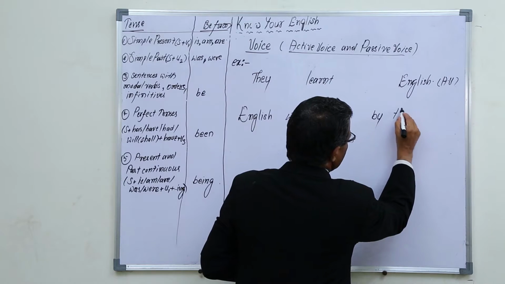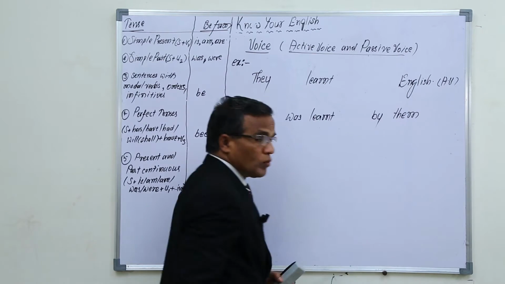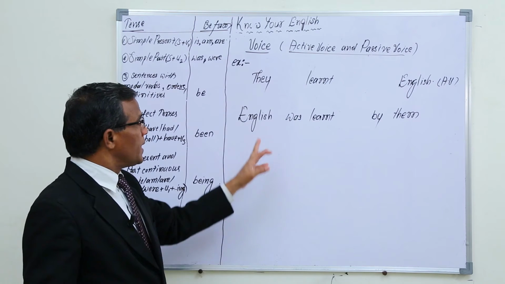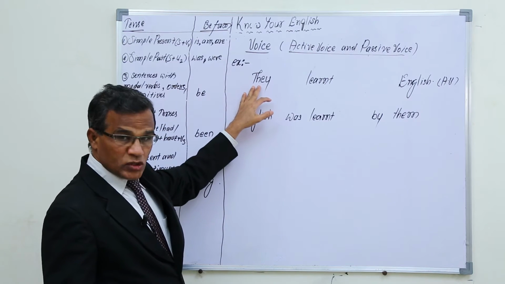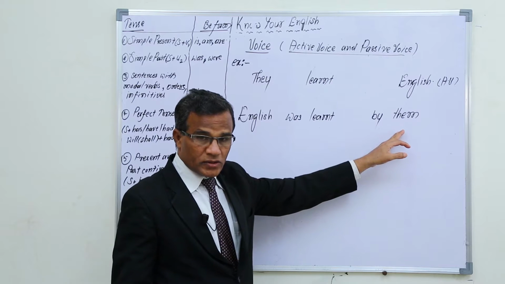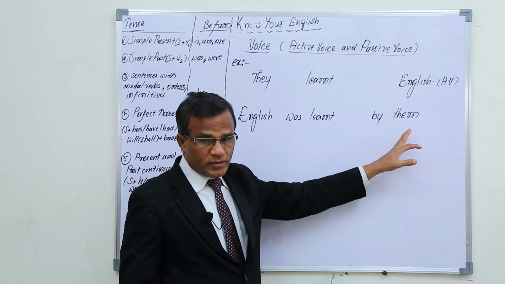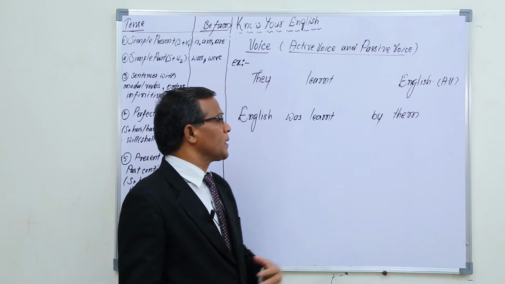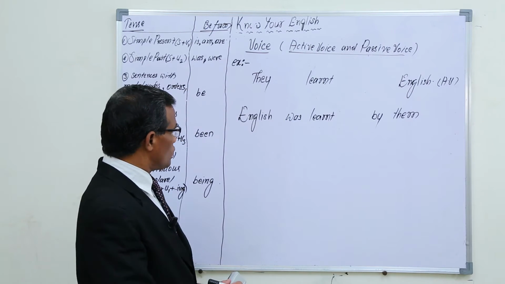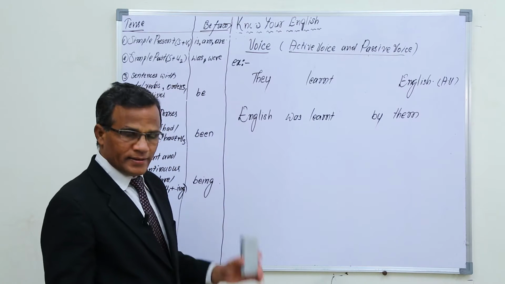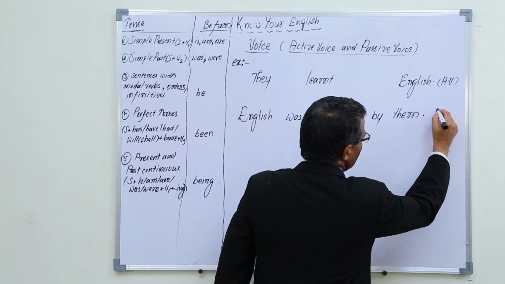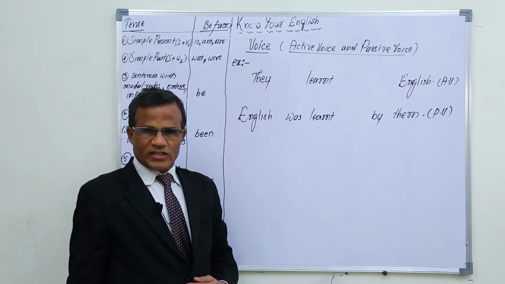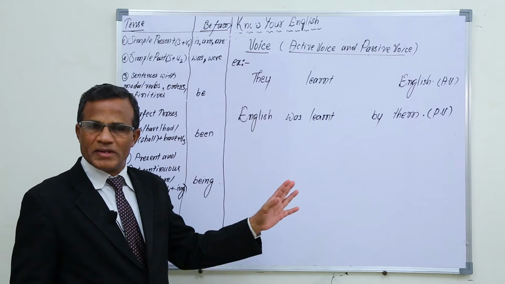they changes into them. We have already seen this as per the table. As per the table, when it is in the subjective case and is going as an object, it should be changed into the objective case. Subjective case they changes into objective case them. So as per our rules, we have changed this. English was learnt by them. This is passive voice. They learnt English is active voice. English was learnt by them is passive voice.